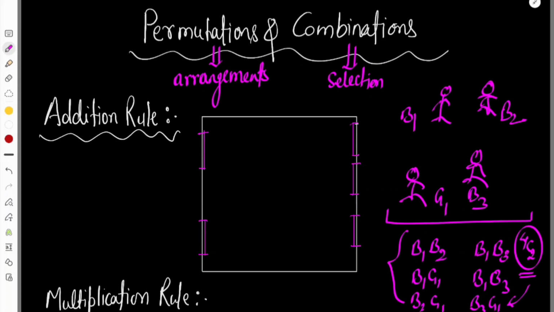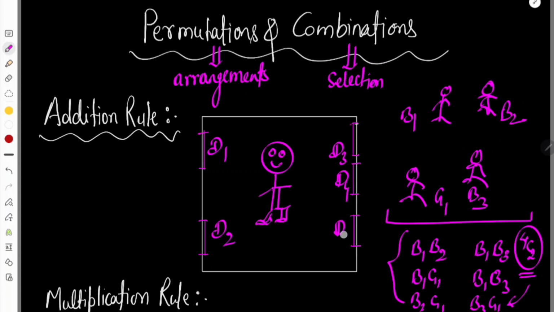The first one is the addition rule. What does it say? Let's say you are in a room and you want to come outside. Let's say this is door number 1, door number 2, door number 3, door number 4, and door number 5. On your right there are 3 doors, on your left there are 2 doors. You can choose the direction. If you go this way, you have 3 ways to come outside. If you go this side, you have 2 ways to come outside.